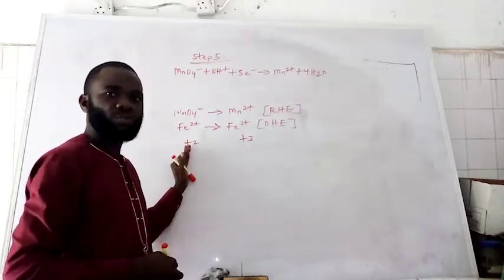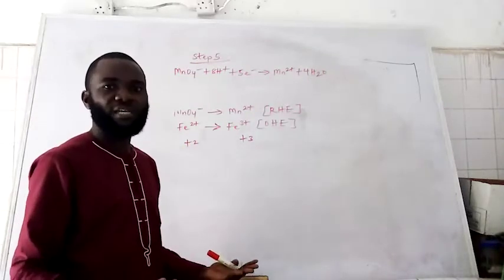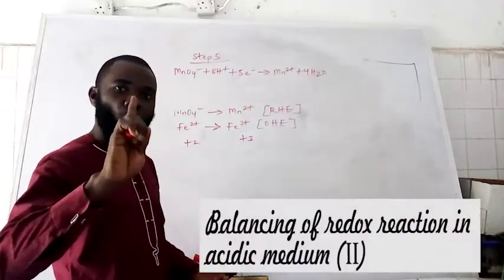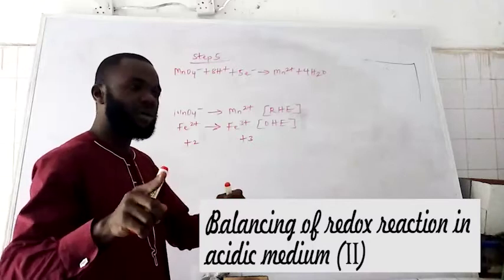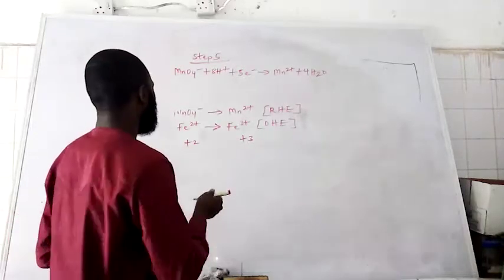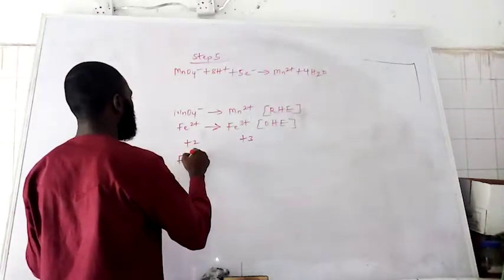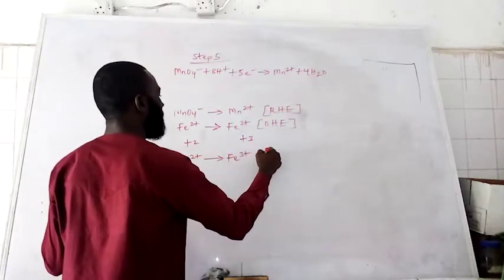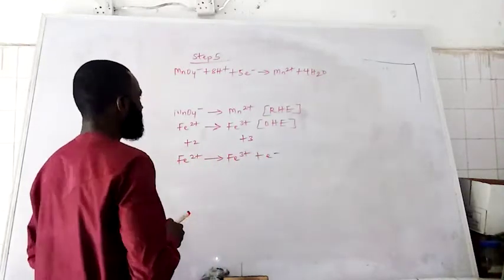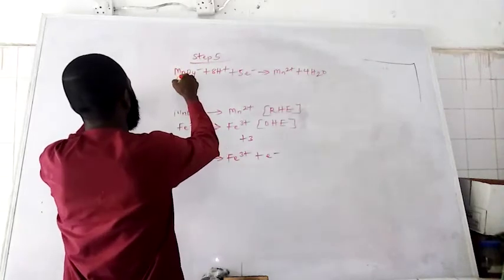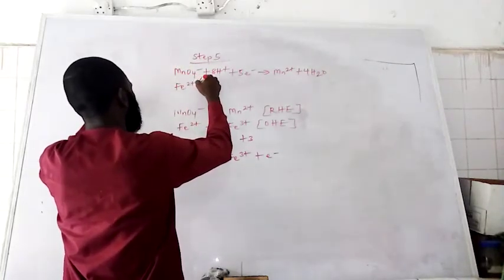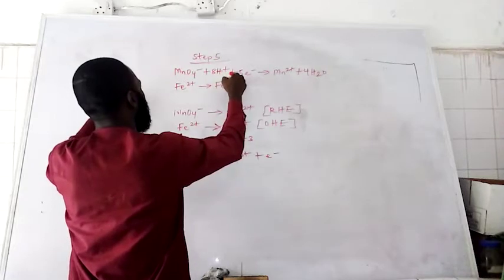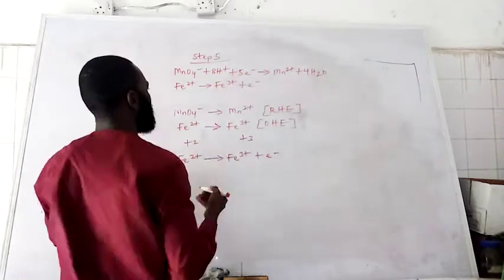Have an equal value with plus 2, and electrons are negatively charged. All I need is just what? 1 electron, minus 1. 3 minus 1 is going to give me 2. So I have Fe2+ yielding Fe3+ plus e-. Okay? So I'm going to write that here: Fe2+ yielding Fe3+ and e-.